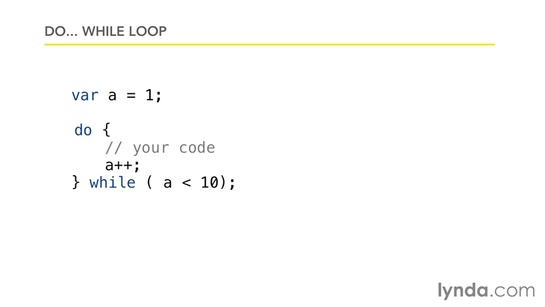Now, the really big difference with this format is that the block and whatever's in it will always be executed once before the condition is even looked at. So even if this condition was false, if a started off at 1000, we would execute the code in the block before we check the condition. That may or may not be what you want. So while you will see this from time to time, while loops are much more common than do while loops.